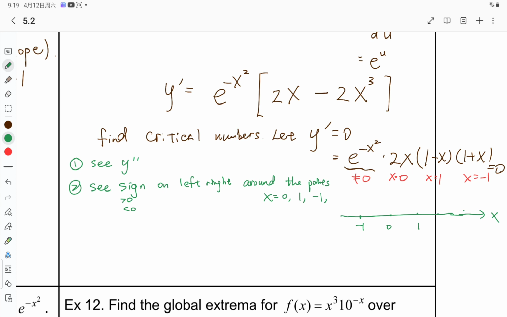Let's see. Yeah, maybe the sign of y prime, okay? The sign of y prime, left and right around the points. So maybe we want to try the sign of y prime, because y double prime could be more complications, right? And then let's see. So around, say, x is equal to -1, right?